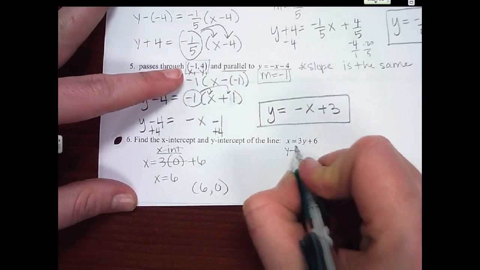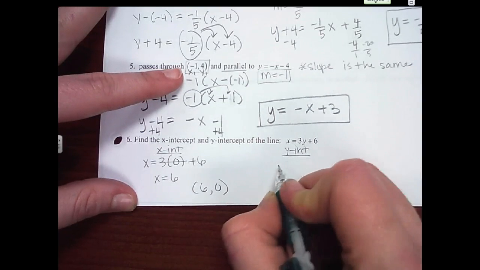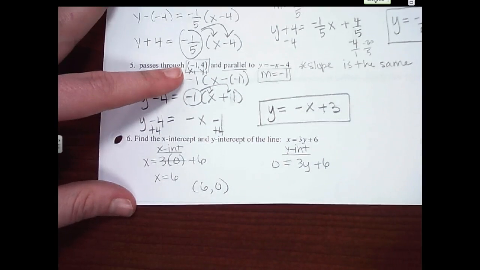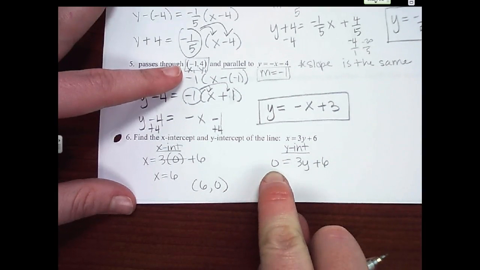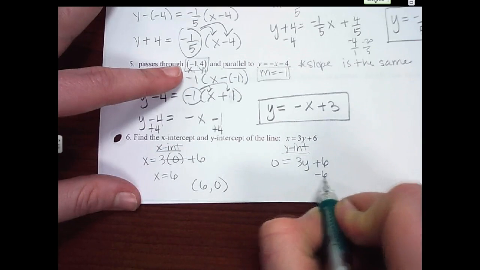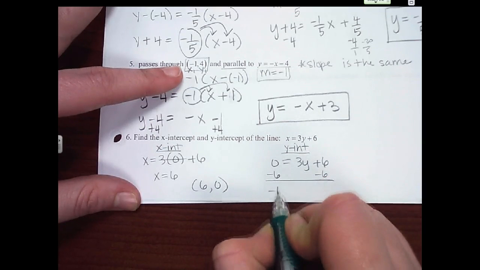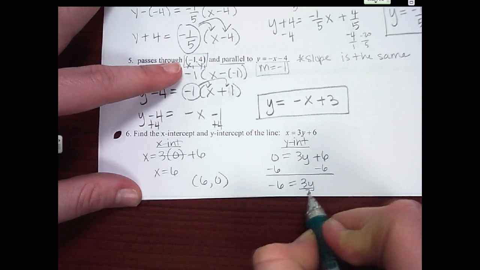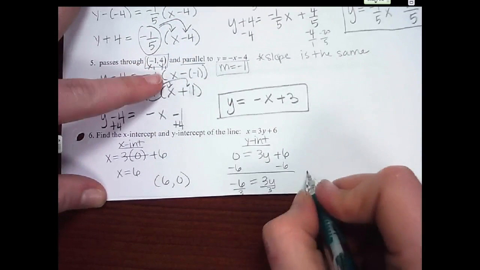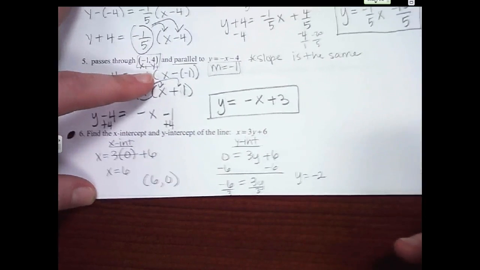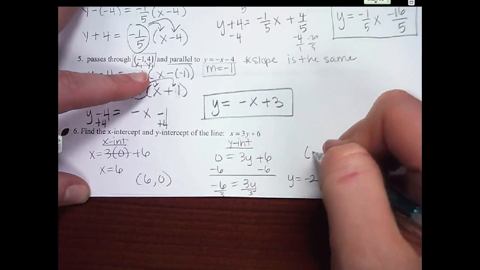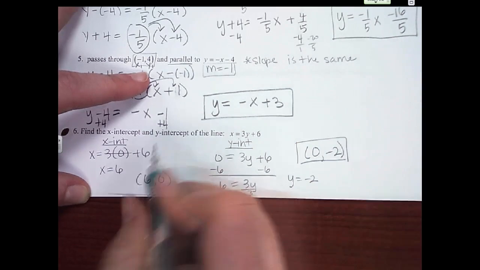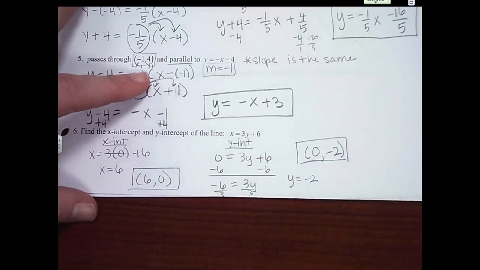Okay, the y-intercept. Now I plug in 0 for the opposite. So 0 equals 3y plus 6. Well, this is weird because I have 0 over here. Just subtract the 6 over. I want to solve for y. So -6 equals 3y. Divide by 3. So y equals -2. Don't leave your answer like that. So this one is 0, -2. So there's the y-intercept, and there's the x-intercept.